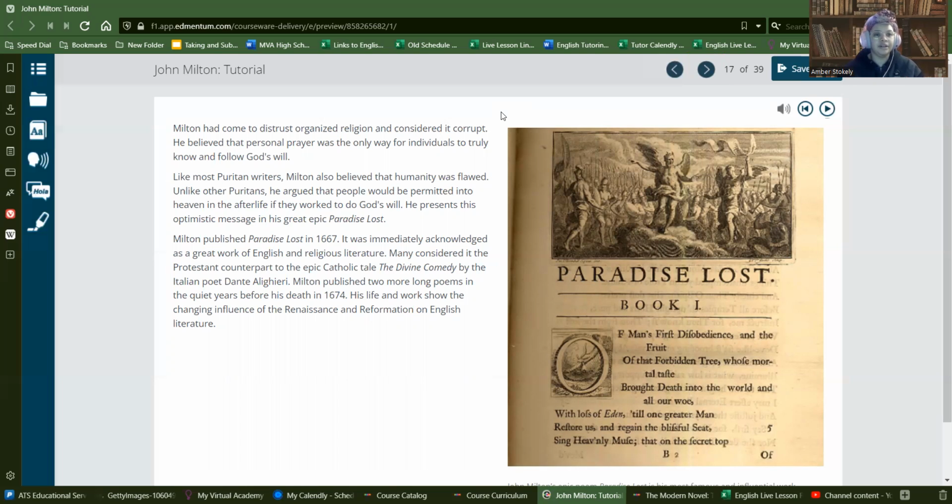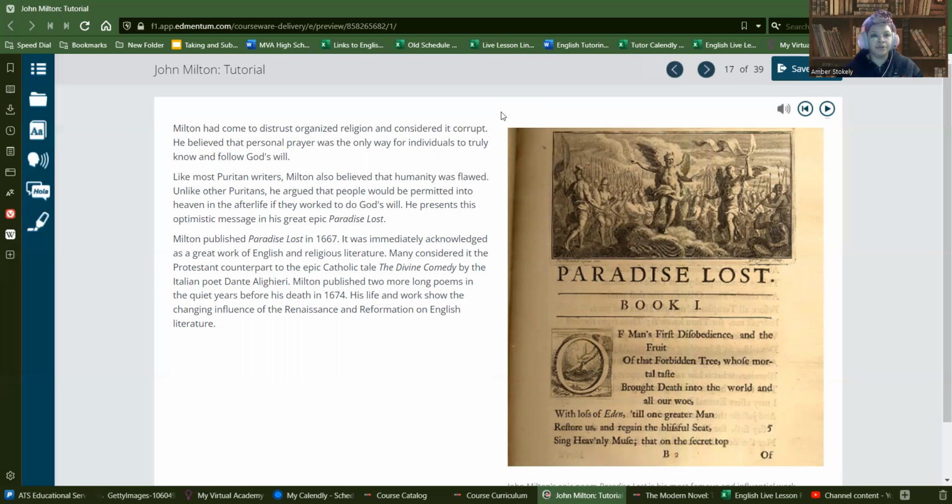So that started here. And then they get into a little more of his religious views in his older years. He also thought that humanity was flawed, just like a lot of Puritan writers. And that's one of the things that makes its way into neoclassicist writings.